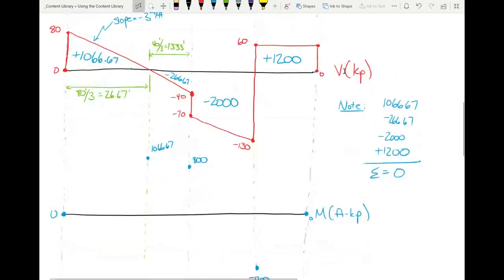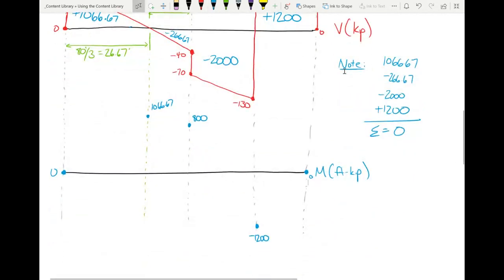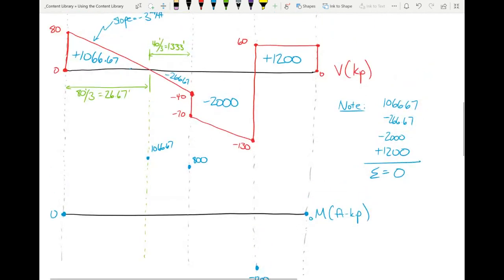Okay, and how did I do that? I was looking at the areas. I'm just following the areas, saying, jump up 1066.67, then drop down that much, drop down that much, raise up that much. So start at 0 and end at 0. The thing that you've got to pay attention to, though, is the shape. I really want everybody to pay attention and watch me on this. Let's look at this first shape.